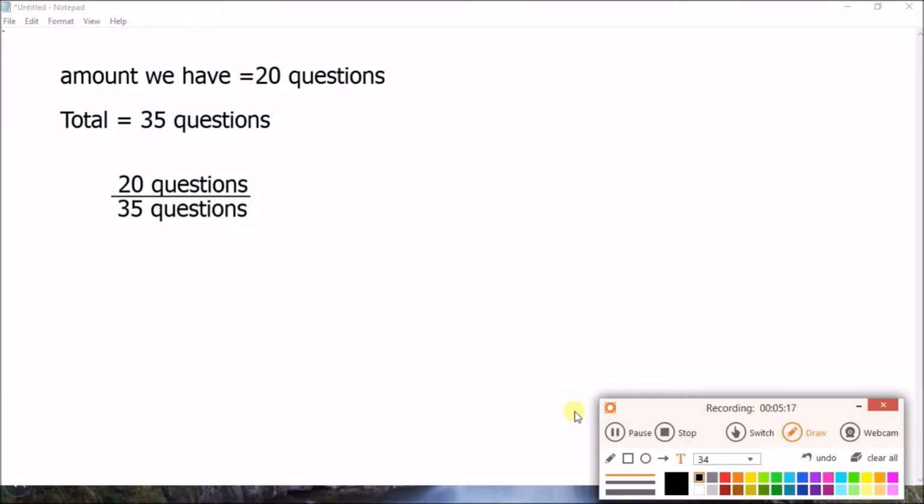Now, the next step is to sort of translate that into parts of 100. And we're going to do that by multiplying it by 100. Whoops, not 1,000. Don't multiply it by 1,000. It will be wrong.